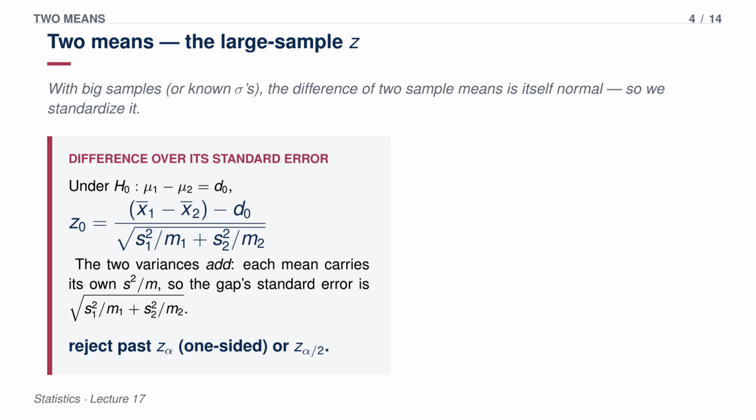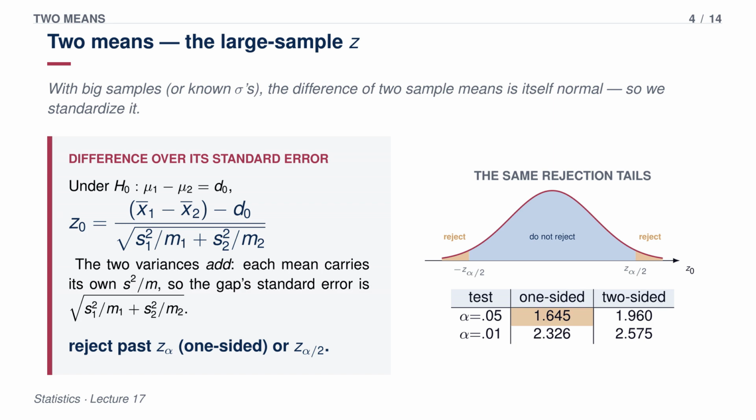Then reject past z alpha for one-sided or z alpha over 2 for two-sided. The picture on the right is a familiar friend, the bell with the gold rejection tails and the do not reject middle. Same cutoffs as always. One-sided at alpha 0.05, 1.645, two-sided 1.96.